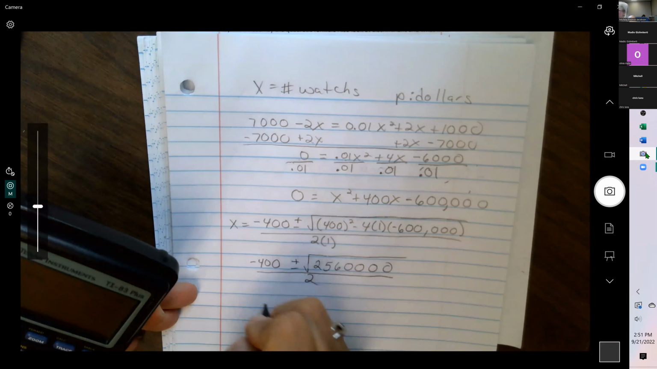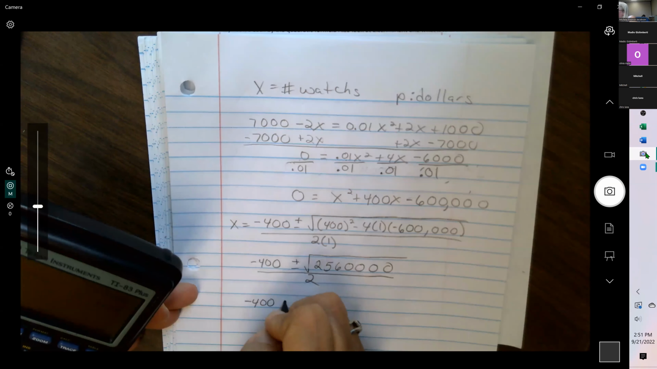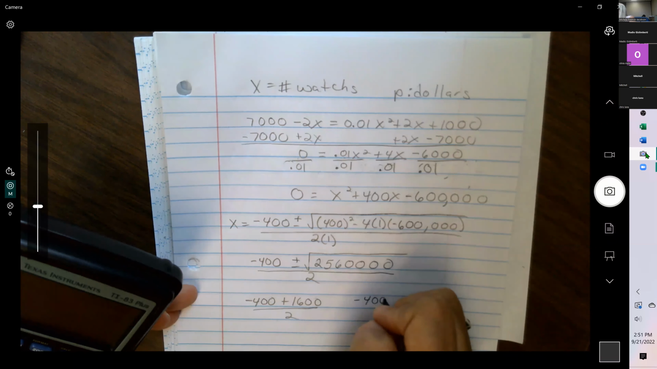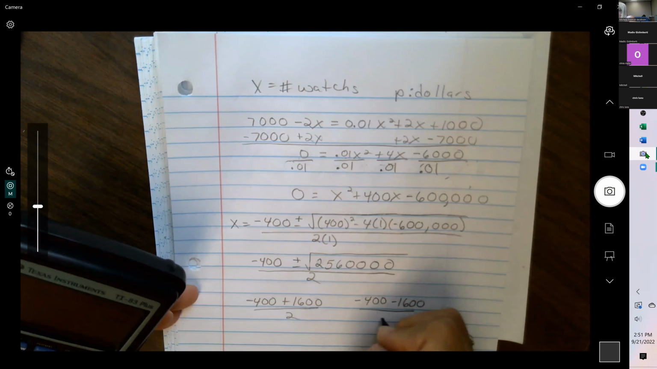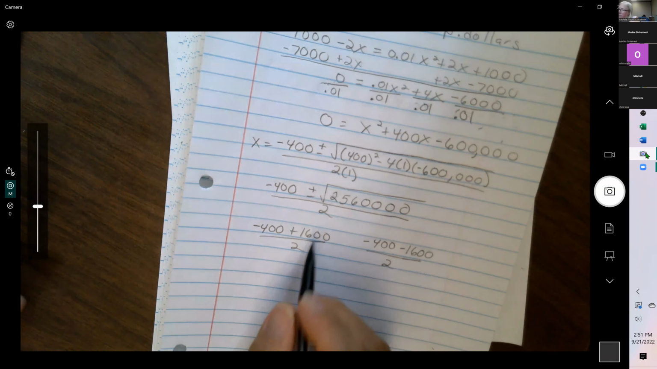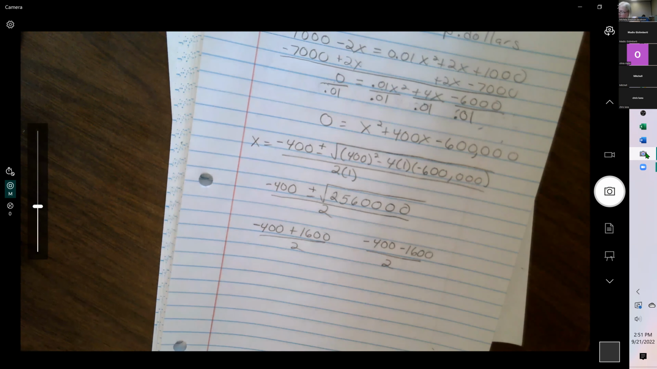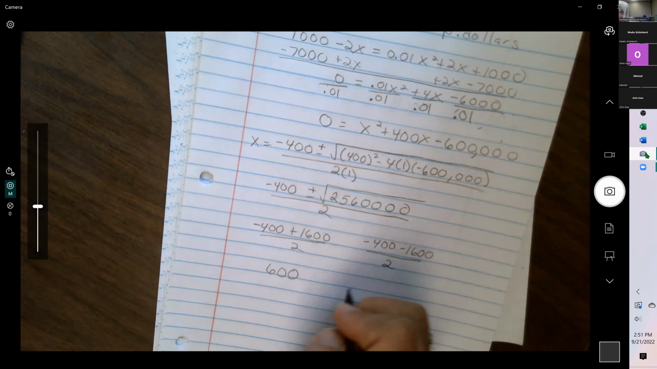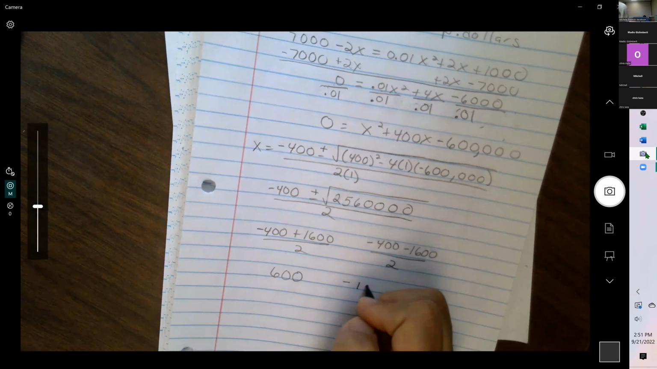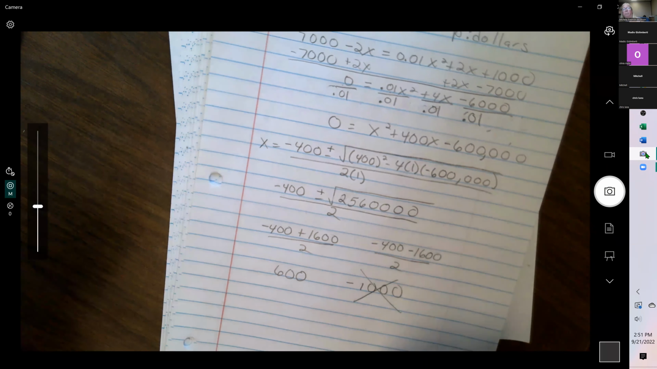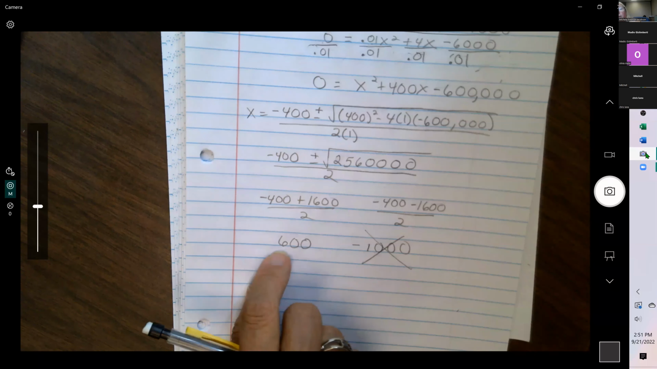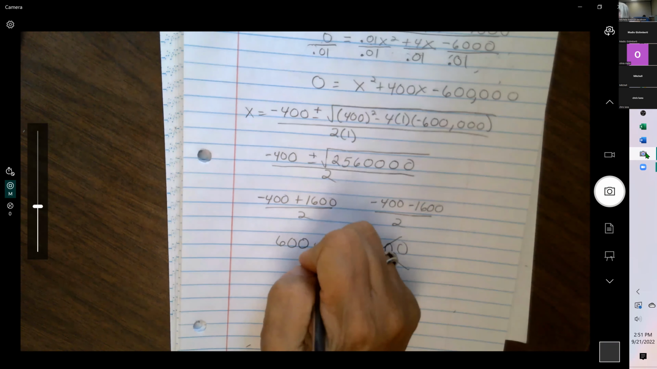And you get 1600. So it's a negative 400 plus 1600 over 2, and a negative 400 minus 1600 over 2. This one gives us 600. This one's going to give you a negative value, negative 1000, which doesn't make sense because you wouldn't have a negative 1000 units, or in this case, watches. So it would be 600 watches.